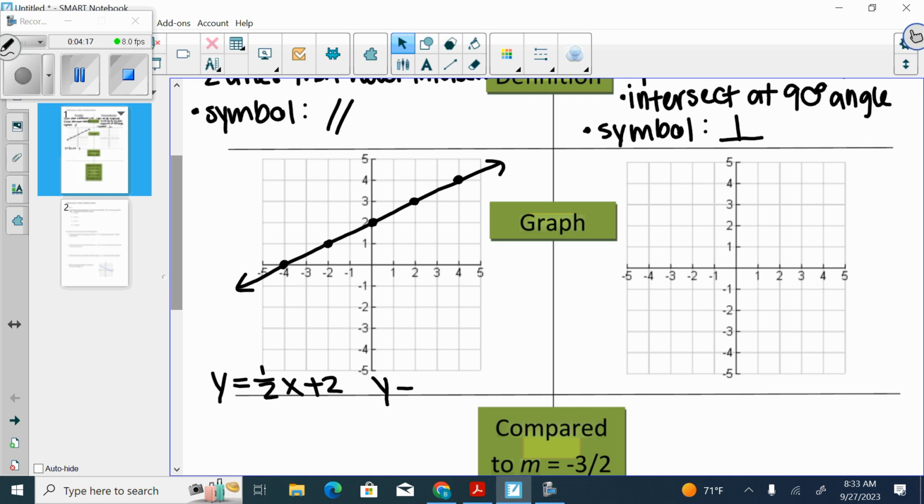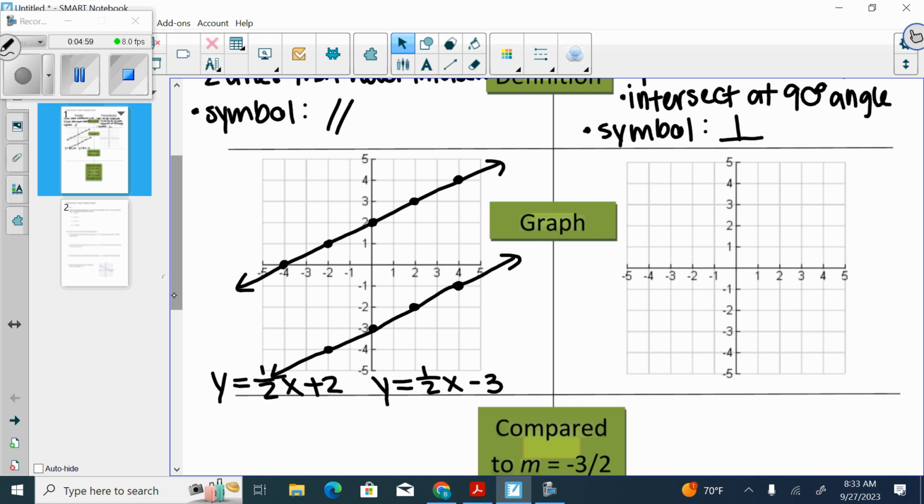So if I have a line parallel to this one, what do I already know about its slope? Same. So still 1/2 x, but I know the y-intercept can't be the same, right? So it can't be 2, but it can be literally anything else. So maybe this one has a y-intercept at -3. So I put my y-intercept at -3, and then using my slope, plot the remainder of the points. So it's something like this.